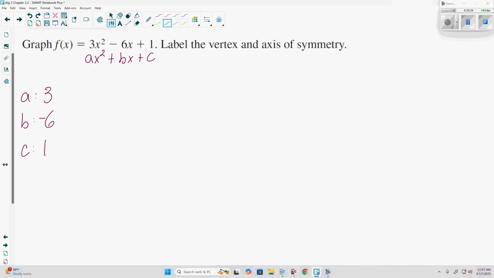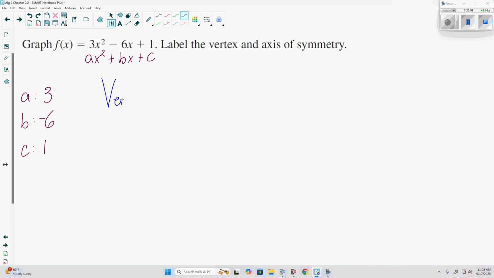If a number is not written in front of x squared or x, it's understood to be 1. If there's not a number in front of x, or if there is no x at all, it's going to be 0. For quadratics, we will always have a value for a, be it 1 or a number greater than 1 or positive or negative. A will not be 0. Because if a is 0, we do not have a quadratic equation. Okay.